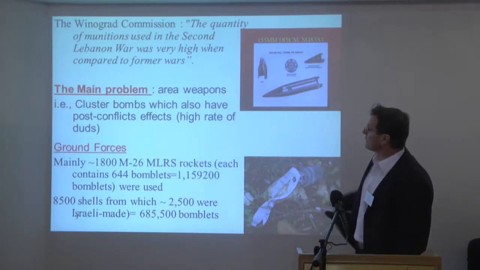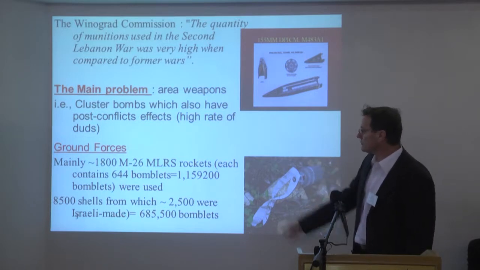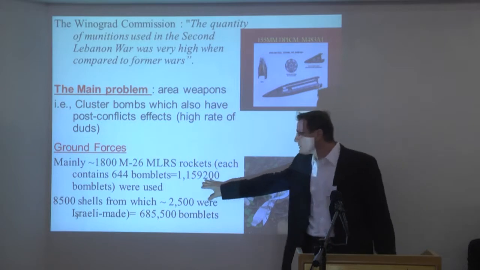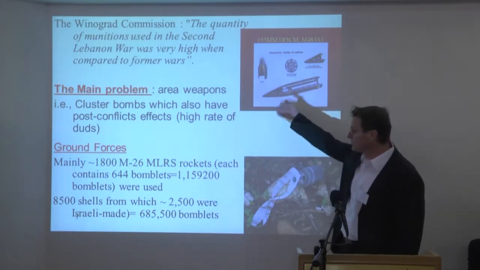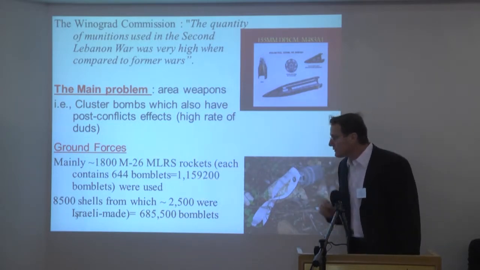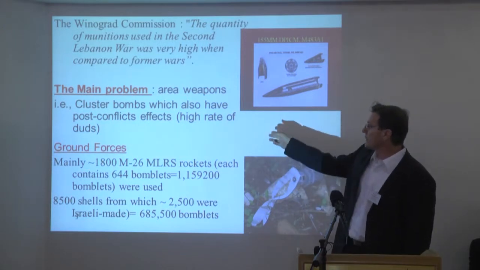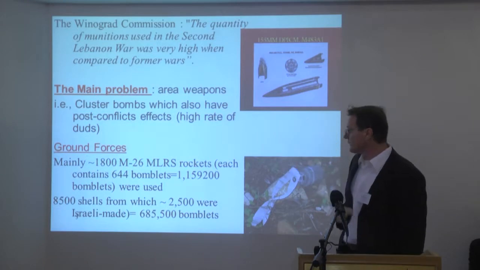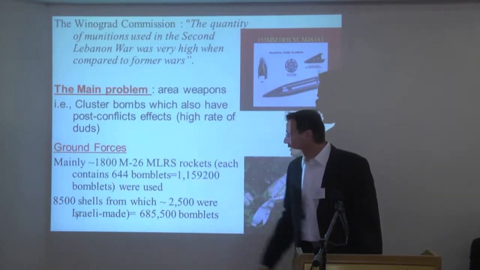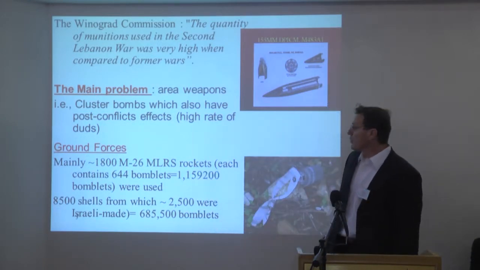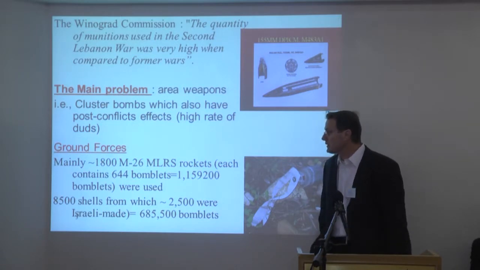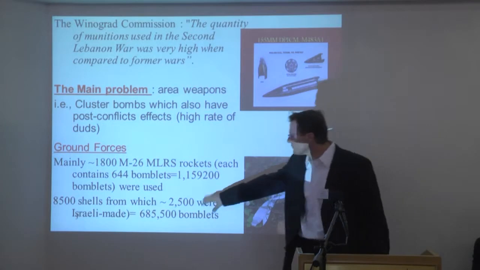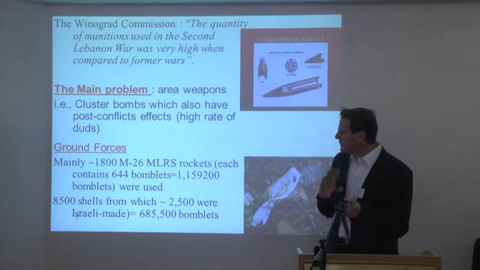The problem is that each rocket contains more than 600 bomblets, so you can see the huge number of bomblets which was used. It's enough that there is a few percentage of duds, and you can imagine the post-conflict effect. And of course, beside the rockets, more than 8,000 shells were used, part of them Israeli made.